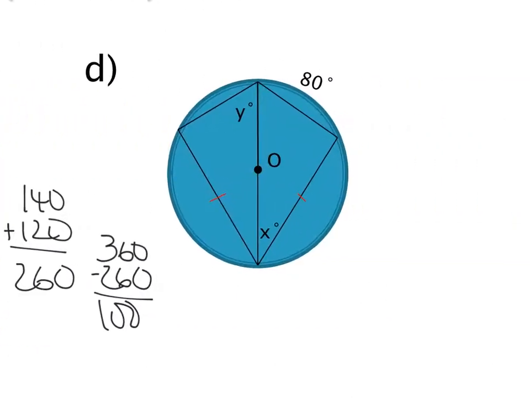Okay, figure D. What are we going to do here? Any suggestions, Kimberly? Divide 80 by half. Okay, so we're going to either multiply 80 by half or divide it by 2 to find x. So 80 divided by 2 gives me 40 degrees for x. All right, now what can I do?